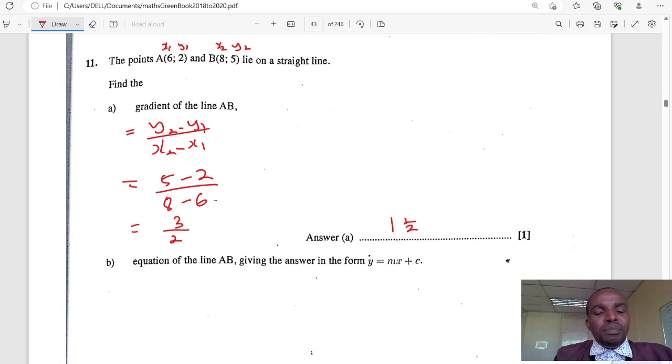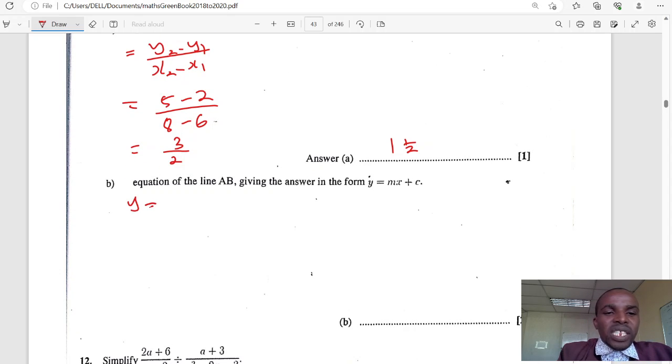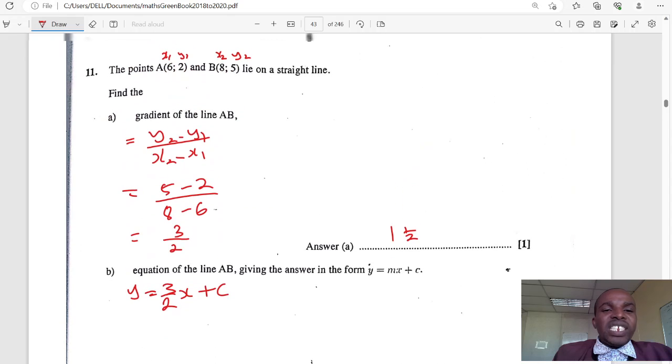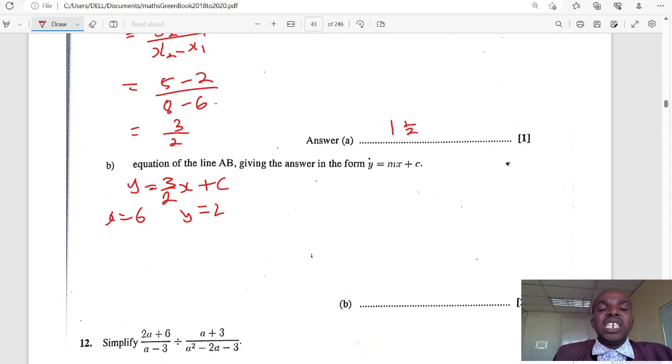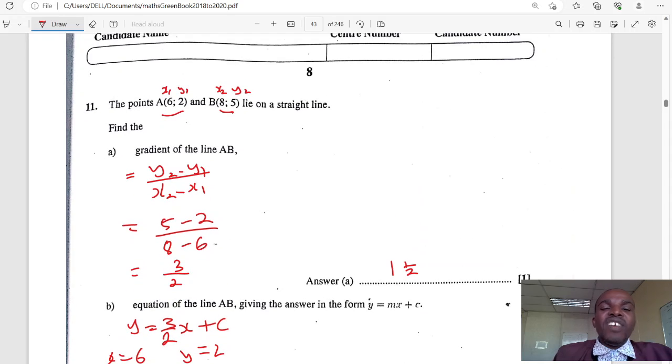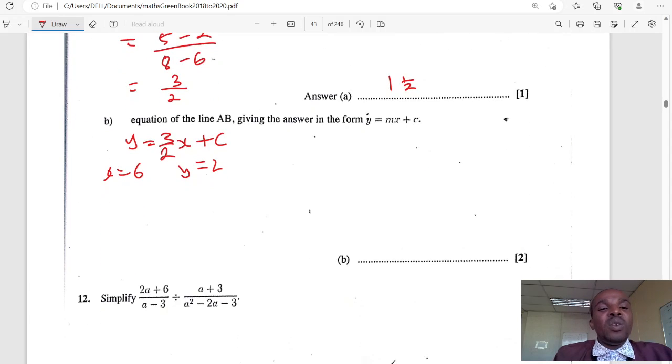Done. Then item B, equation of the line AB, giving the answer in the form y is equals mx plus c. Equation of a line, you can just write y is equals mx plus c. M is our gradient, already have it. Then x plus c. Now we have to find c. How can you find c? You take any point. Like you have 2 points, 8.5 and 6.2. Right? Just take any points. So it's 6.2, I can choose to take 6.2. It means x is equal to 6 and y is equal to 2. So these are the points that you can use to find c. Even if you were to take 8 and 5, still you are going to get the same value of c.